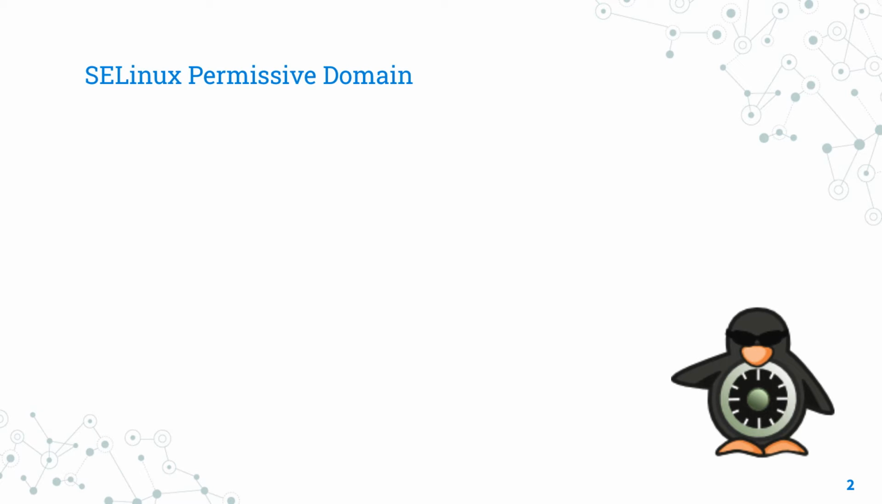What is SELinux? Security Enhanced Linux. SELinux is a Linux kernel security module that provides a mechanism for supporting access control security policies, including mandatory access control (MAC). What is SELinux Permissive Domain? SELinux Permissive Domain allows an administrator to configure a single process domain to run permissive, rather than making the whole system permissive.